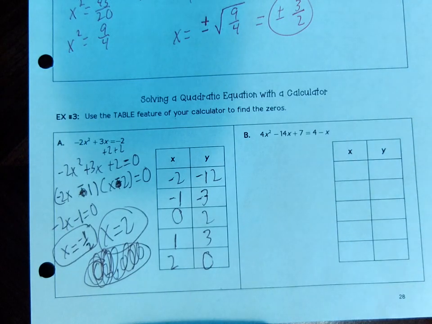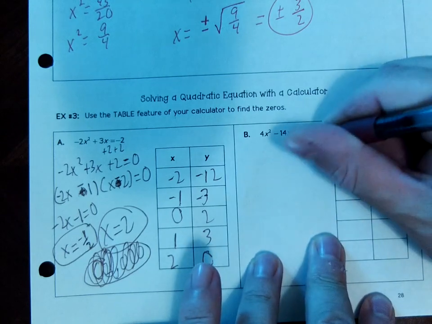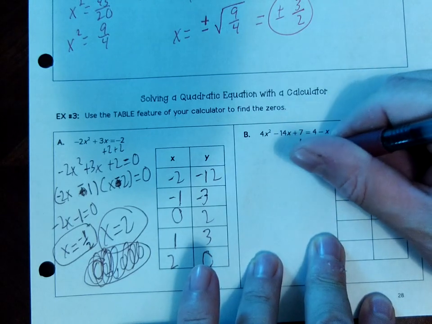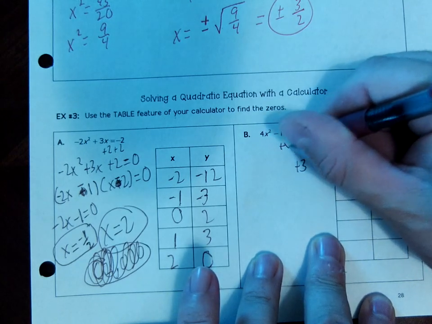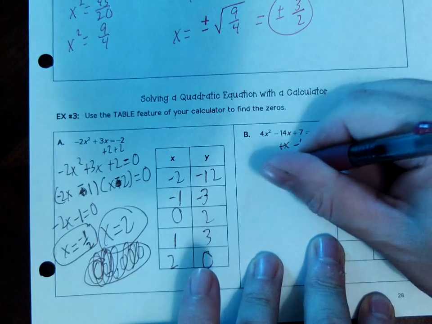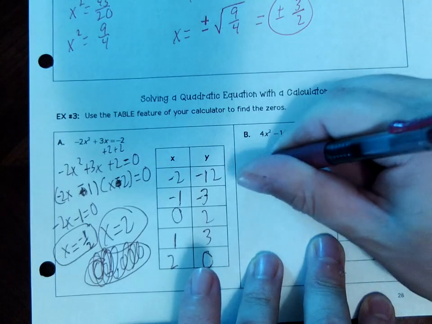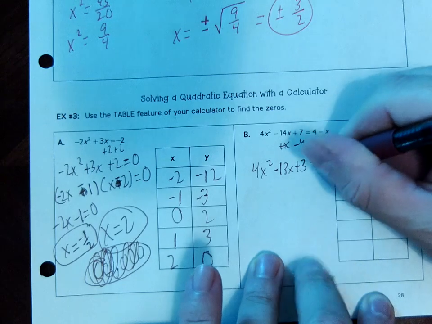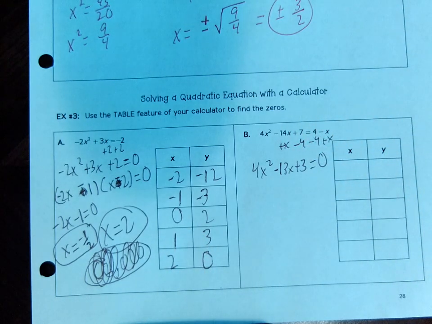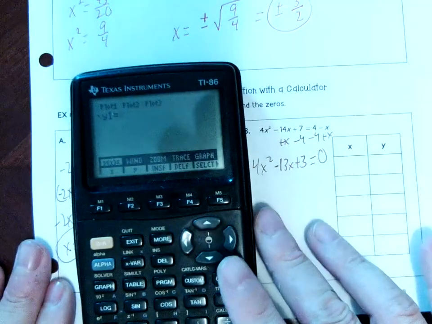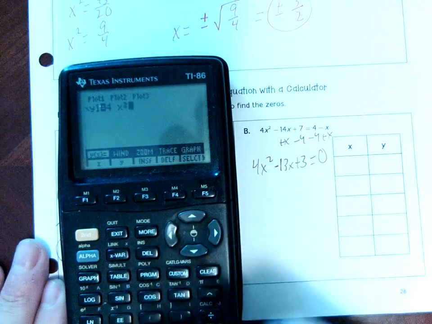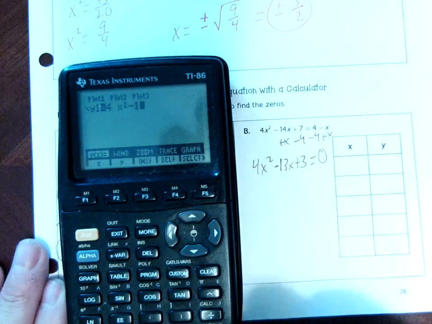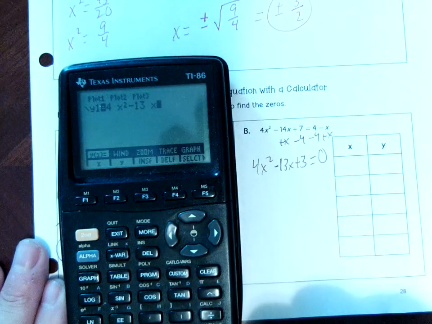Alright, this second one here, take the 4 over to the 7, changes the 7 into a 3. Add the x over to the 14x, changes the 14x into a minus 13x. Equals 0. So again, what I can do here is I can type this in. And again, you can use the Desmos calculator if you want to at home. So I'm going to have 4x squared minus 13x plus 3.